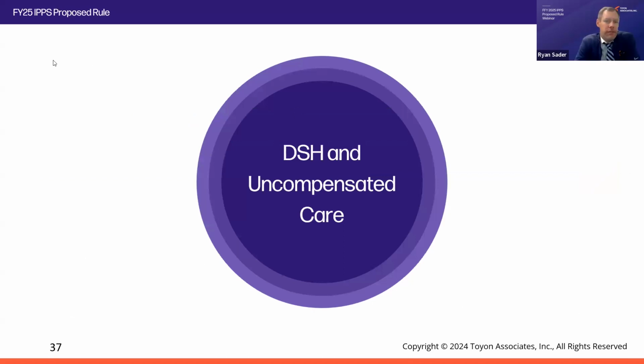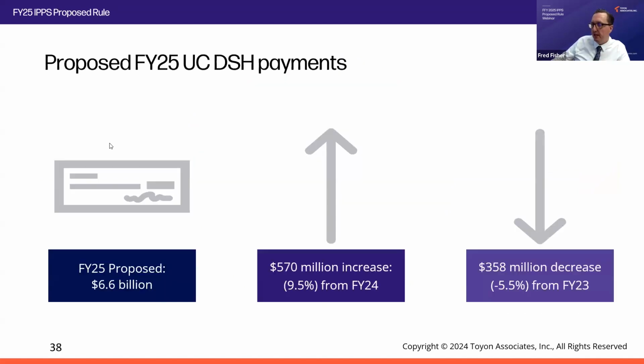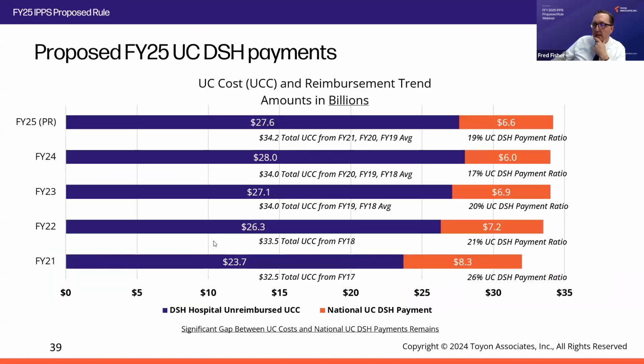All right. I'm going to cover this next section mostly on uncompensated care. We have a half hour and a decent amount left, so a lot of this is pretty routine at this point. So I'm not going to kill too many brain cells going through this section. Good news is there's some more dollars put in. The pool's at $6.6 billion. It's up from 24, still down from 23, but headed in the right direction.